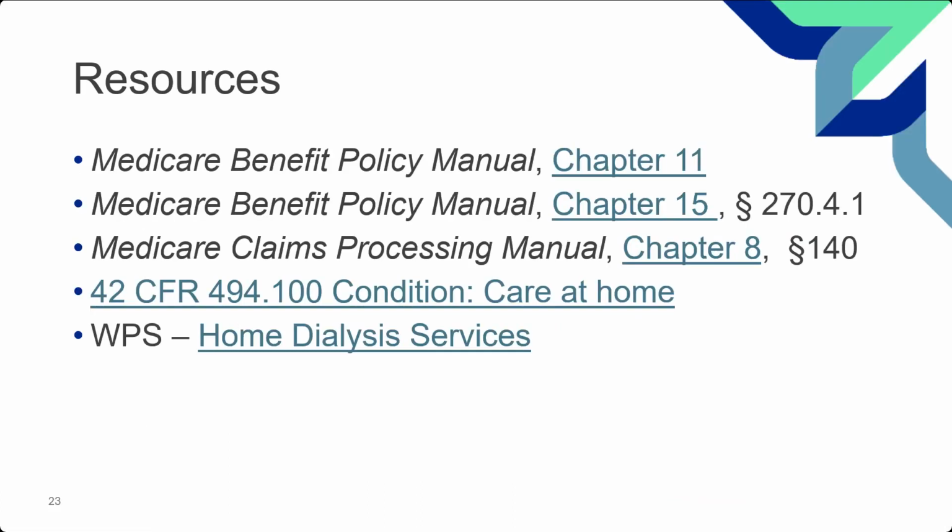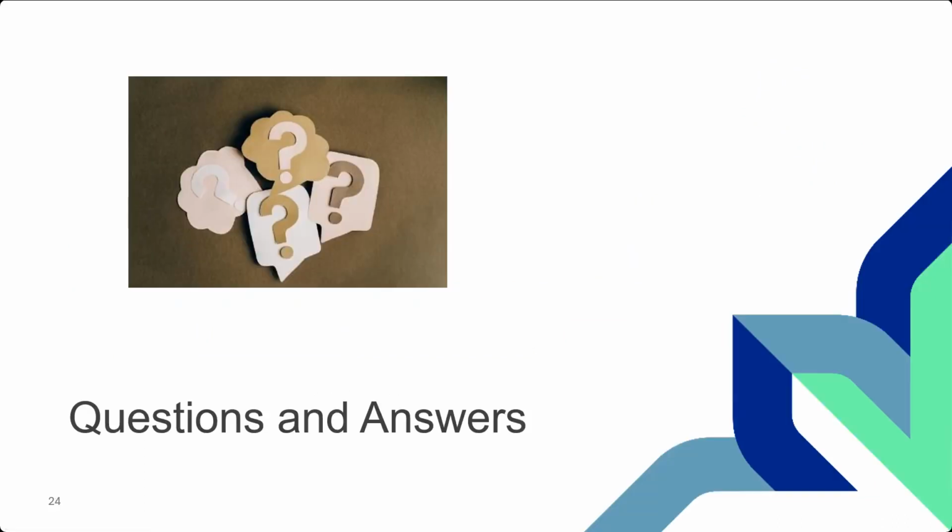This slide includes helpful resources that you can refer to while viewing the presentation, including the Medicare Benefit Policy Manual, Chapters 11 and 15, the Medicare Claims Processing Manual, Chapter 8, 42 CFR 494.100, and the WPS resource Home Dialysis Services. Please refer to this slide as a reference when reviewing the presentation, or if you'd like additional information on home dialysis services. We are now at the end of the formal presentation.